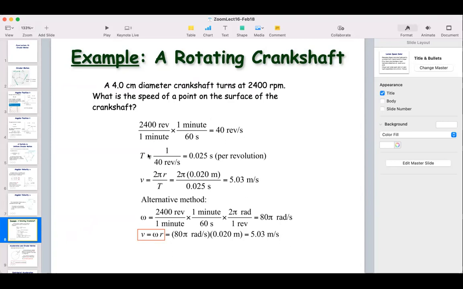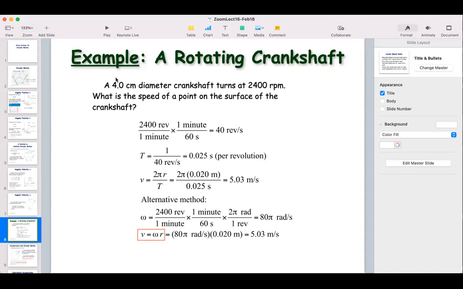If I want to find the speed, I need to find the distance, which is 2 pi r, divided by the period. The period is the time it takes for one revolution, and it does 40 revolutions per second. So the period is 0.025 seconds. It takes 0.025 seconds to perform an entire revolution. And then the velocity is 2 pi r divided by T.